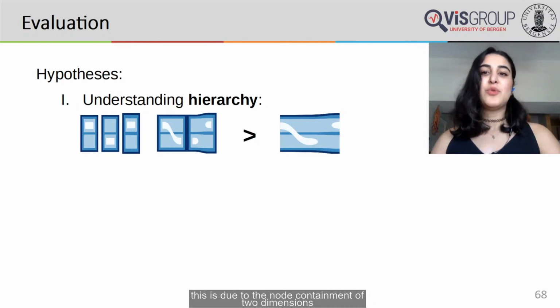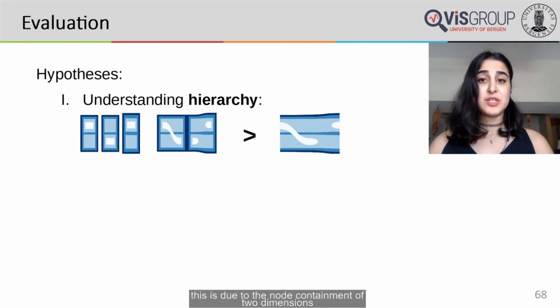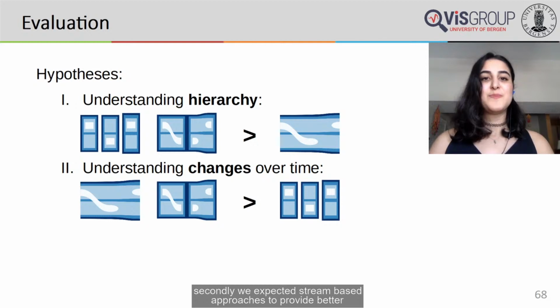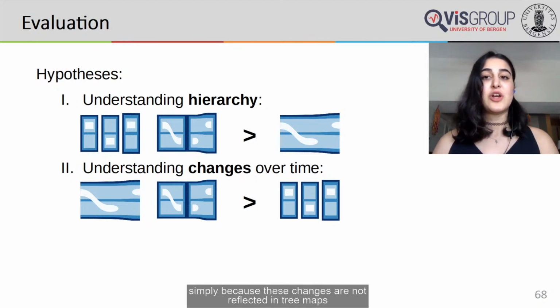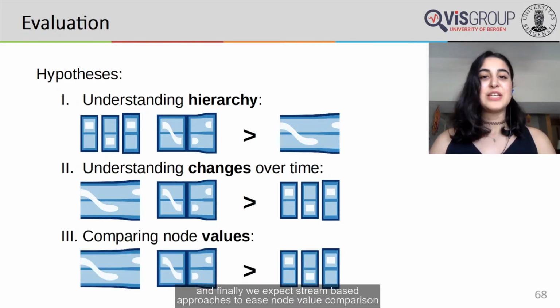This is due to the node containment of 2 dimensions. Secondly, we expected stream-based approaches to provide better performance for understanding changes of hierarchies over time, simply because these changes are not reflected in tree maps. And finally, we expected stream-based approaches to ease node value comparison.